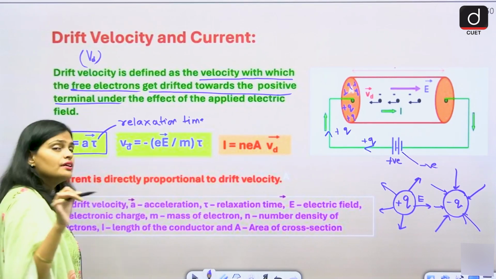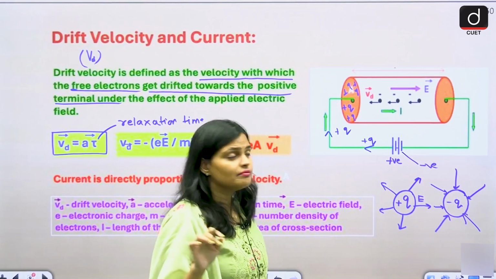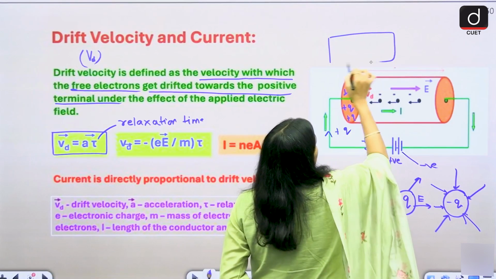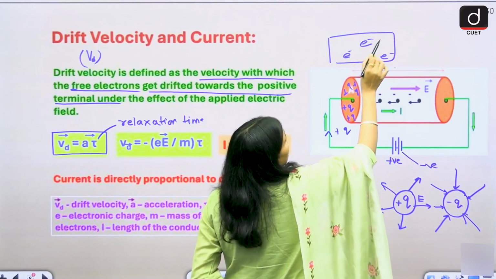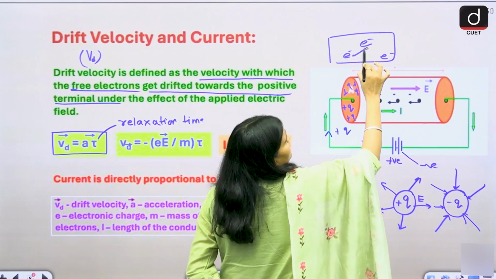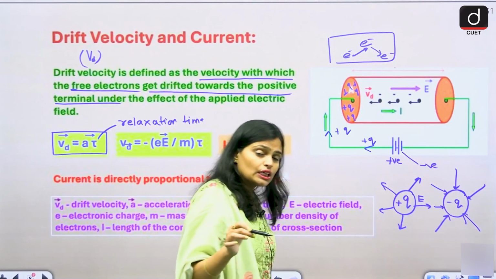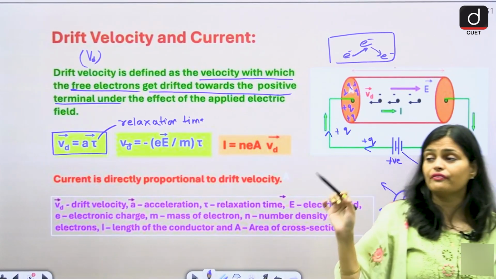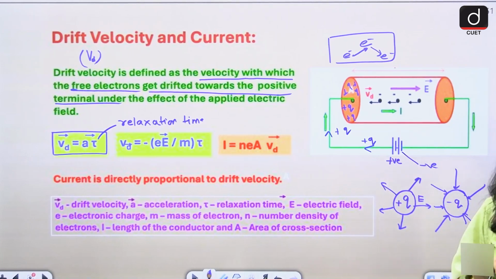Tau is your relaxation time. What is this relaxation time? Suppose here we have electrons. When you apply the electric field, or when the temperature is applied, they start colliding with each other. So the time taken from one electron to collide with another electron, that time is called the relaxation time.